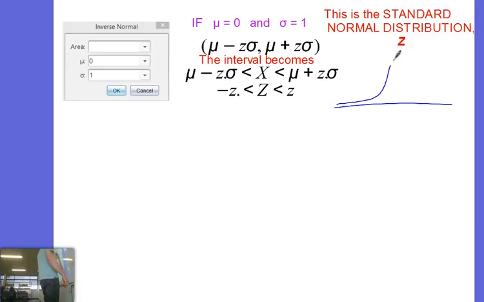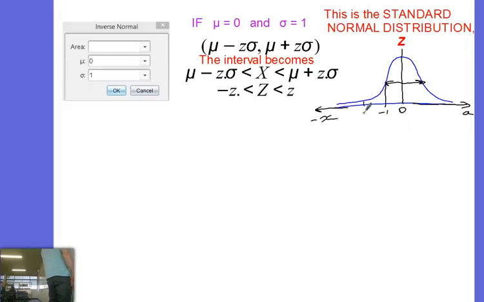So it still looks like that, but the mean is 0. Then you've got your positive x numbers, then your negative x numbers. Standard deviation of 1. So you've got negative 1, 1 standard deviation, negative 2, 2 standard deviations, negative 3, 3 standard deviations, and so on. Positive 1, 1 standard deviation, positive 2, positive 3. Does that make sense?